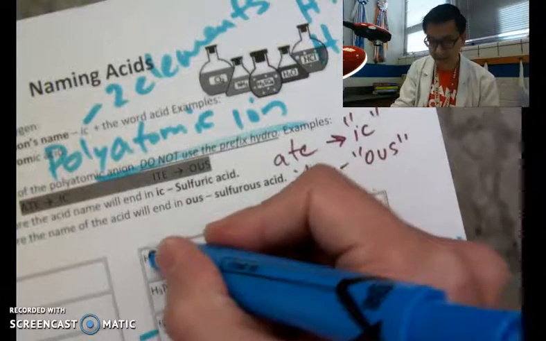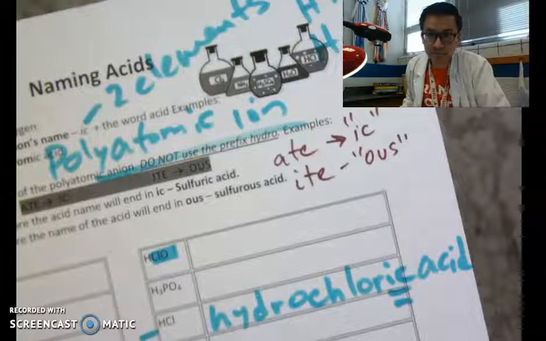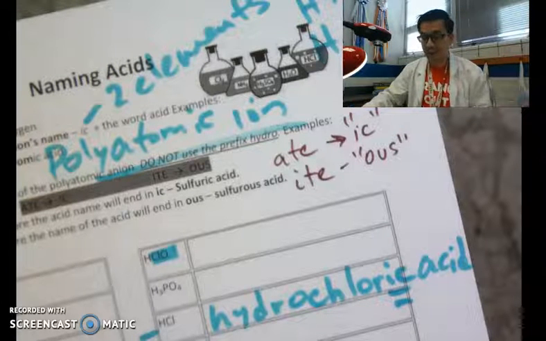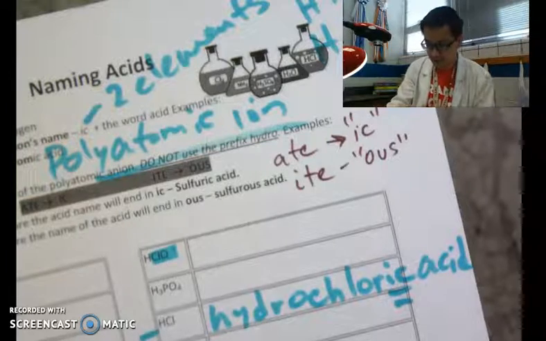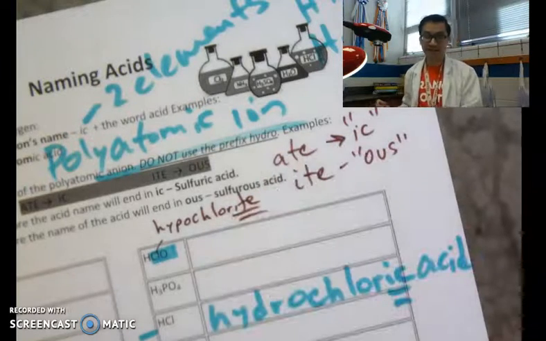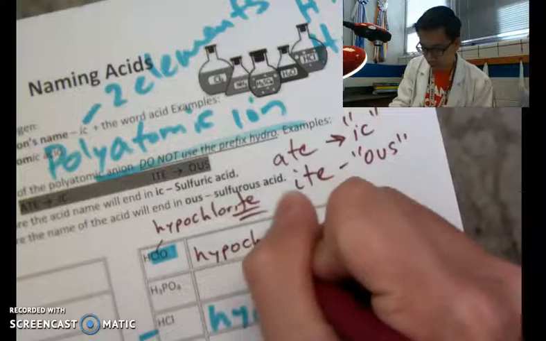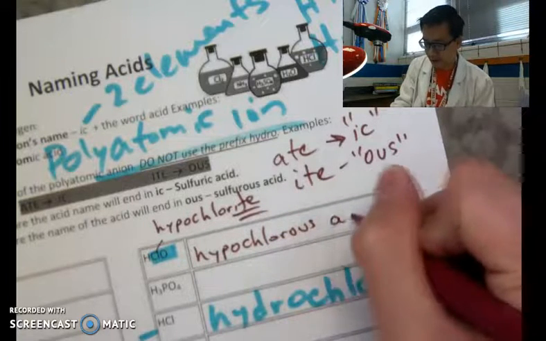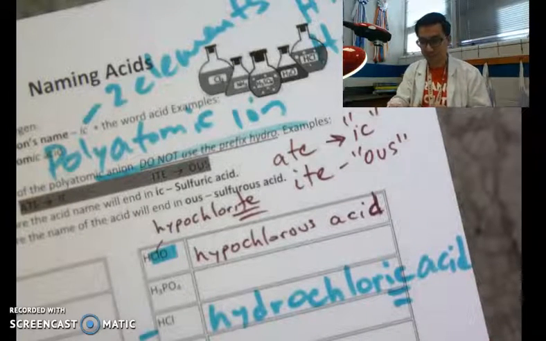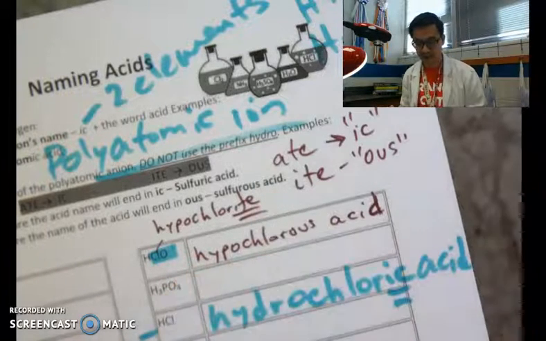So you look at the polyatomic ion, ClO. On your list, what is ClO? Refer back to that list, and you'll find that it's hypochlorite. So this is hypochlorite. What do we change the ite to? We change the ite to ous. Hypochlorous. And just throw on the word acid. Hypochlorous acid. Don't mistake this for hydro. This is not hydro. This is hypo. That's the name of the polyatomic ion.